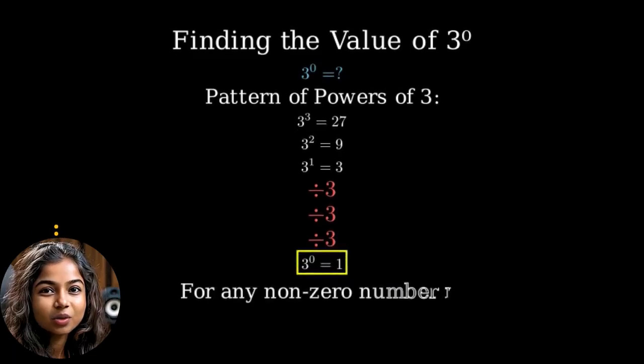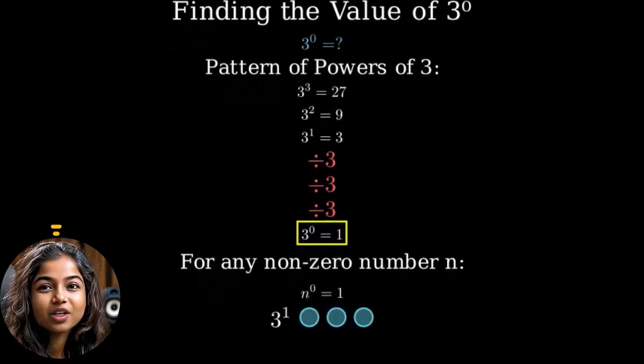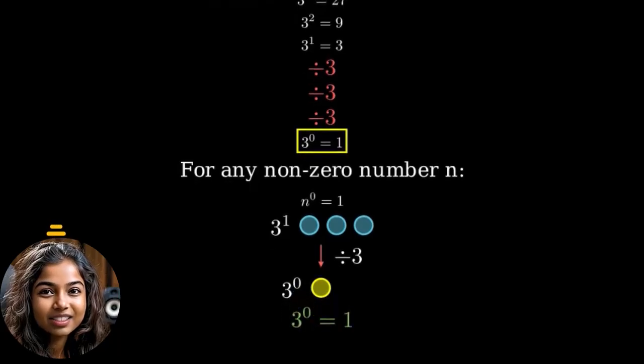In fact, this is true for any non-zero number. Any number raised to the 0 power equals 1. Let's verify this with a visual representation. When we have 3 to the 1st power, we have one row of 3 objects. When we divide by 3 to get to the 0 power, we're left with exactly 1. Therefore, 3 to the 0 power equals 1.